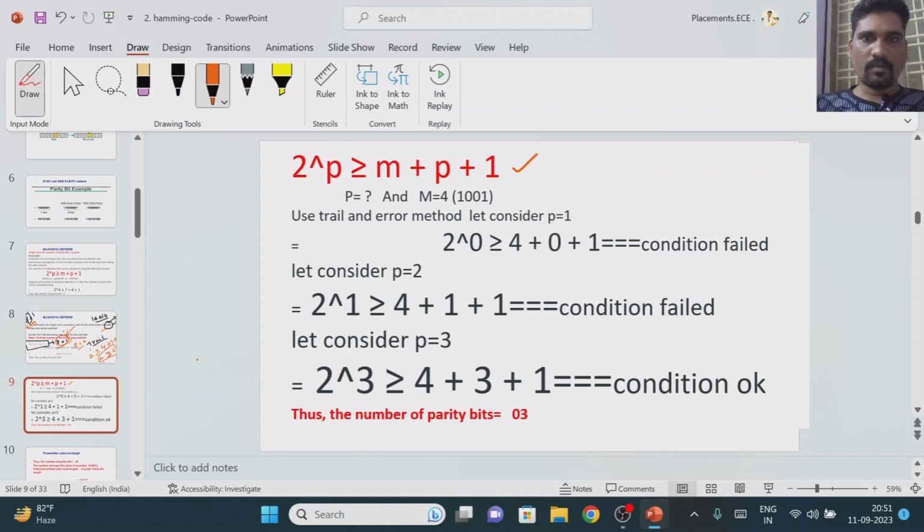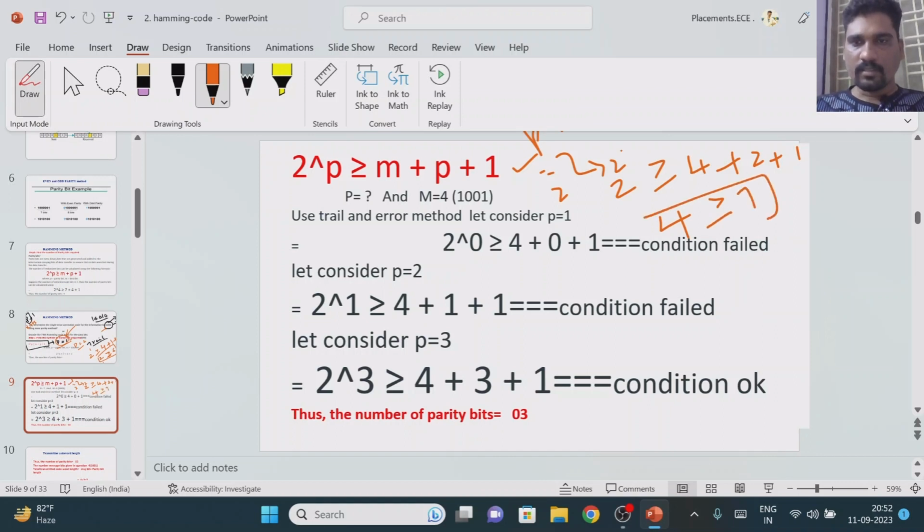Here I am substituting: 2 power 2 greater than or equal to m, which is always constant, plus p, and the p value we have considered is 2, so plus 2 plus 1. What is the meaning of this? 2 power 2 means 4 greater than or equal to 7. Is this condition satisfied? No. This means we should not consider 2 parity bits, because this condition is not satisfied.